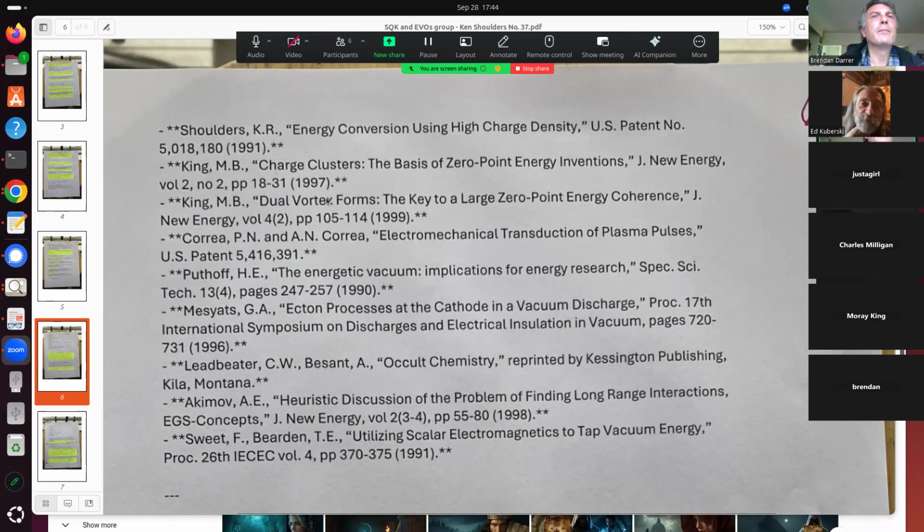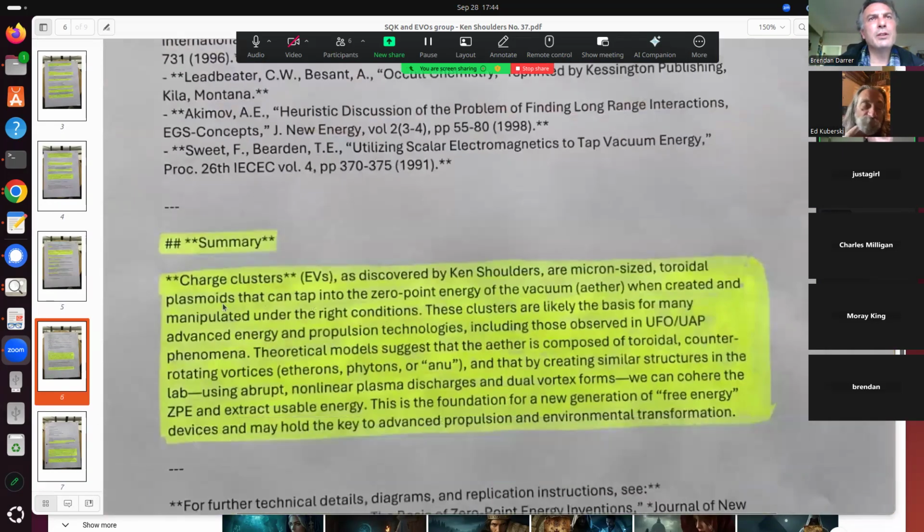Summary: charge clusters, EVs, as discovered by Ken Shoulders, are micron-sized toroidal plasmoids that can tap into the zero-point energy of the vacuum or ether when created and manipulated under the right conditions. These clusters are likely the basis for many advanced energy and propulsion technologies, including those observed in UFO/UAP phenomena.